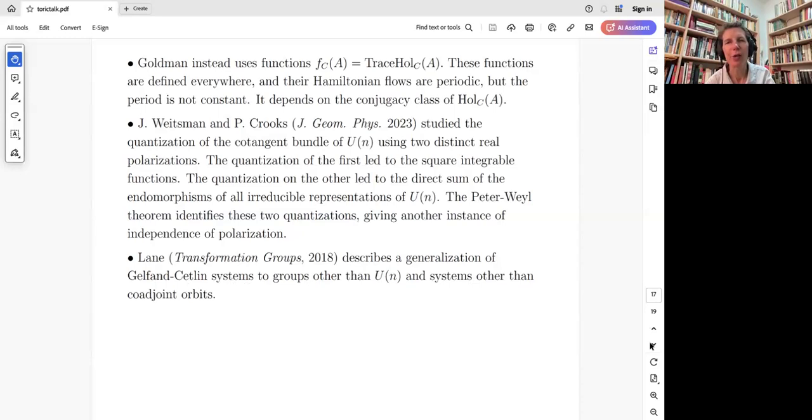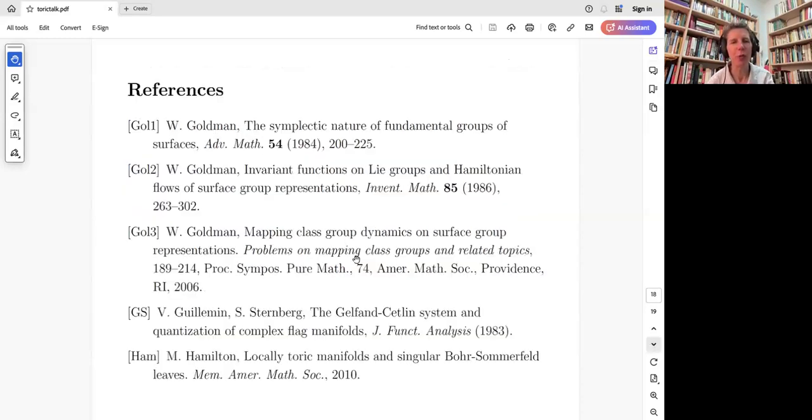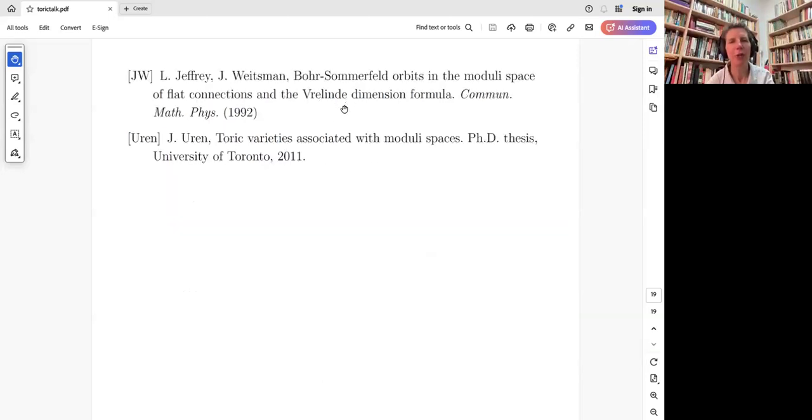So I'll close with some references. So these were the papers of Goldman. This is the paper of Gelfand and Sternberg. And this is the paper of Mark Hamilton that I mentioned. And my paper with Jonathan Weitsman and James Uren's thesis.